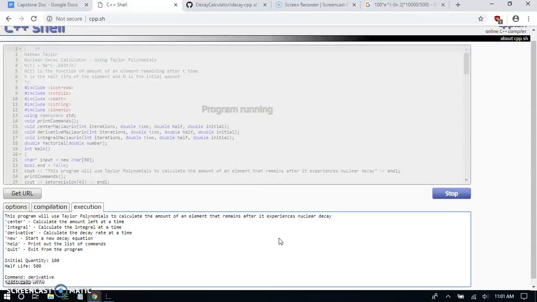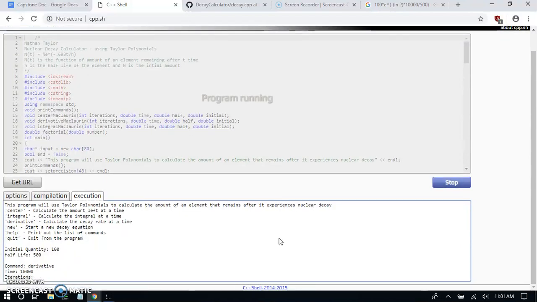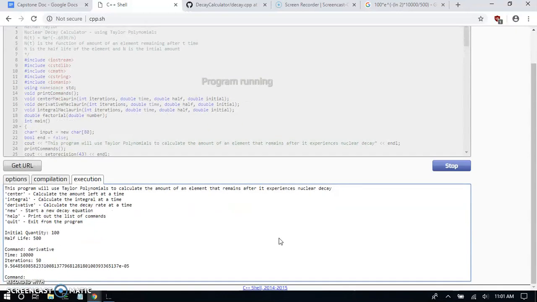So if you want to prove that those values are similar, you can just do a similar amount of iterations for a derivative, and it will come up with a value that looks a lot like the center value. And that's good, because that means that it's working. And same as for integral. We'll just do that real quick.